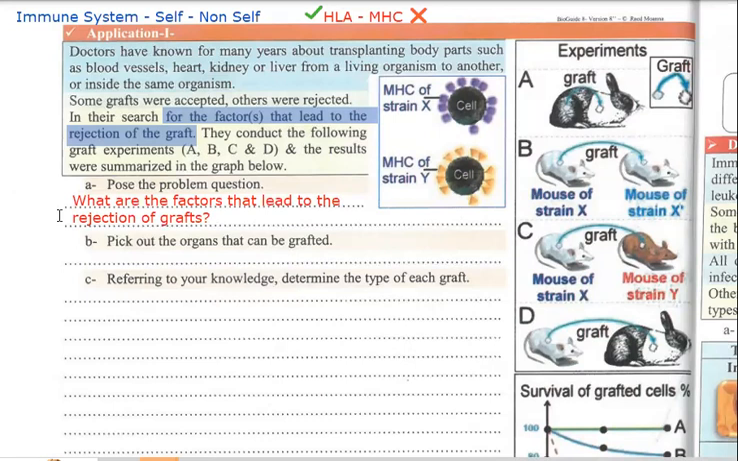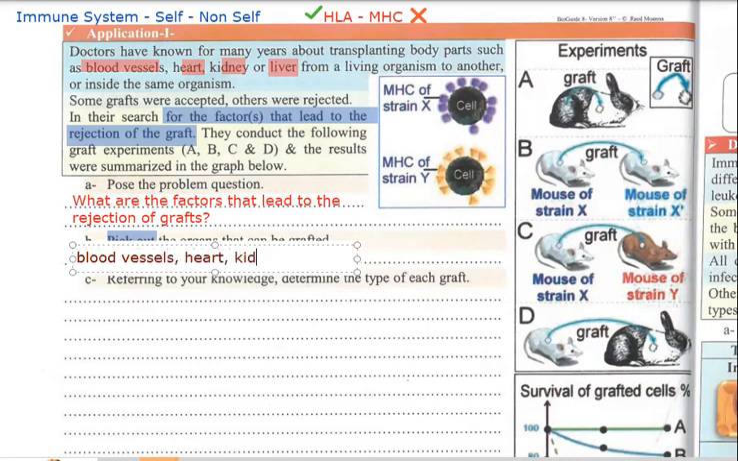Pick out the organs that can be grafted. Pick out means the answer is in the text. Which organs in the body can be grafted? They said body parts such as blood vessels, heart, kidney, or liver. So pick out means the answer is found in the text, and all we need to do is pick it out and copy it. So what are the organs that can be grafted? Blood vessels, heart, kidney, or liver.